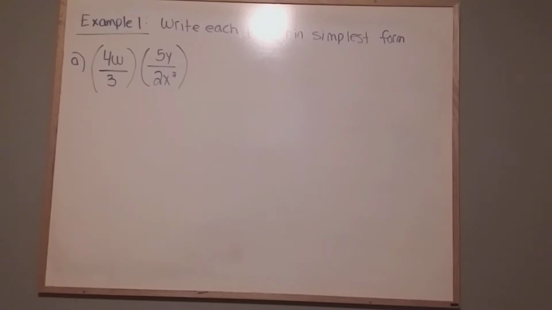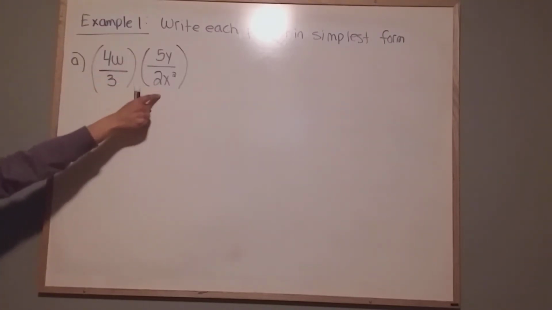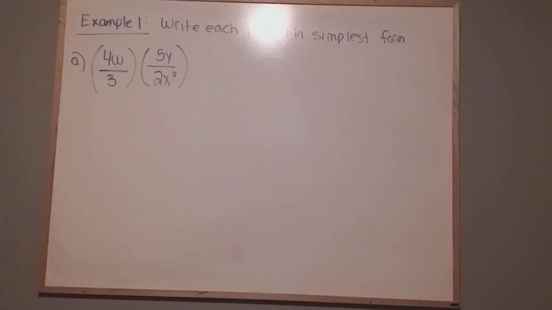Example 1, write each product in simplest form. We're going to start off with a couple of simpler questions and get into a little bit more complicated. So if you look at our first question, our first step was to factor the numerators and factor the denominators. If I look here, my numerator is already factored. So nothing can be factored. So my step 1 is already done.